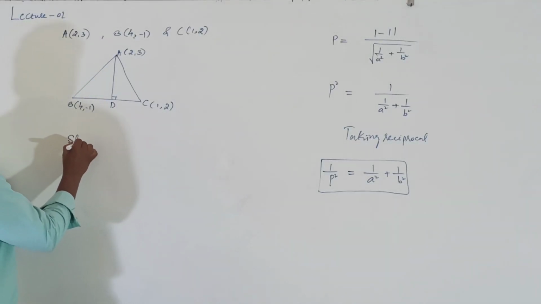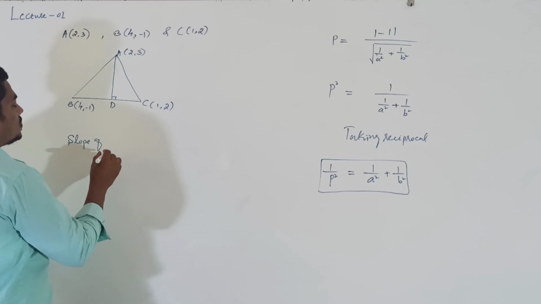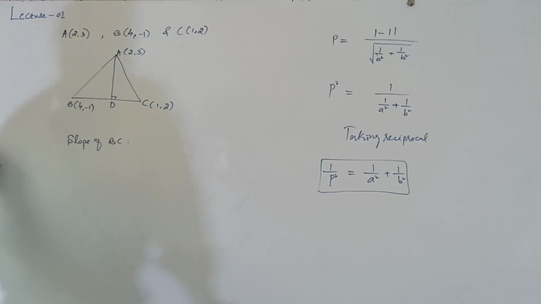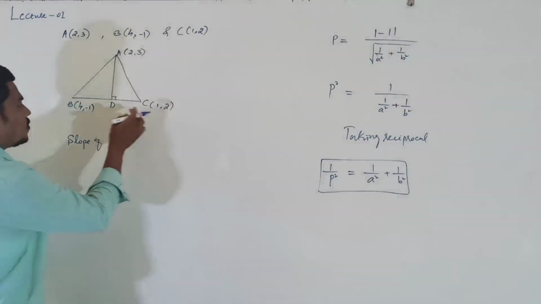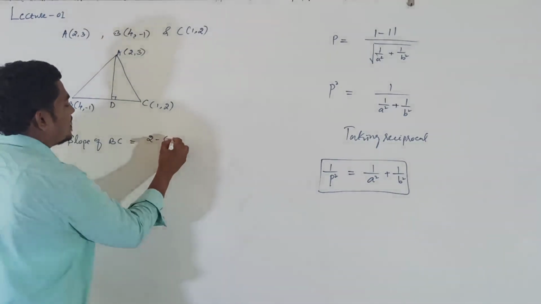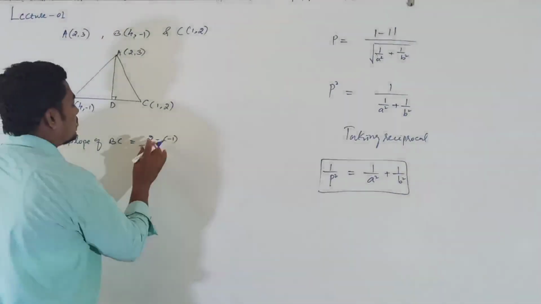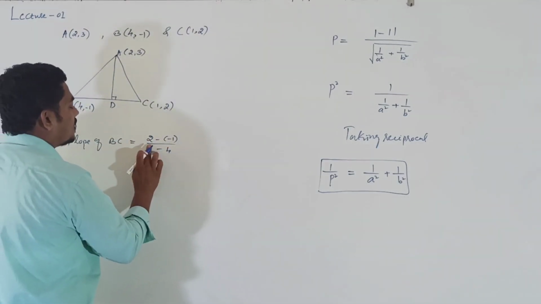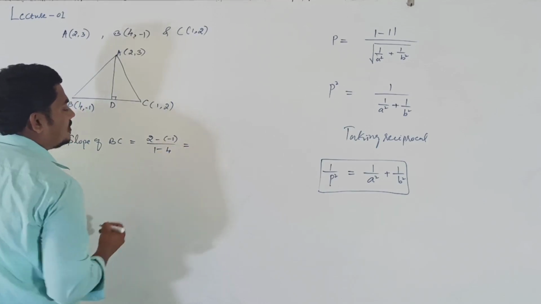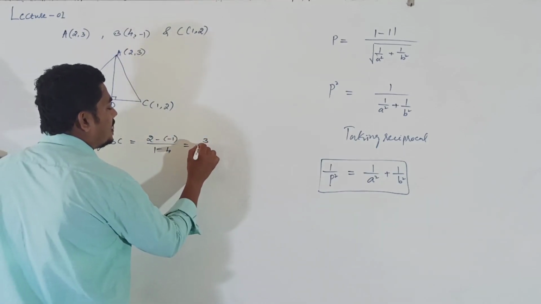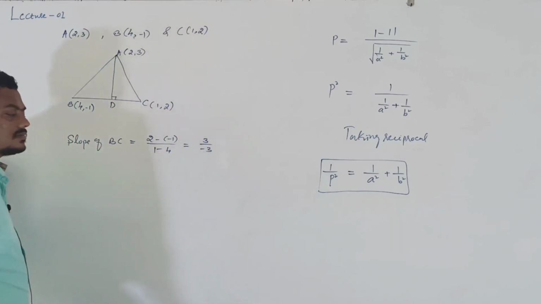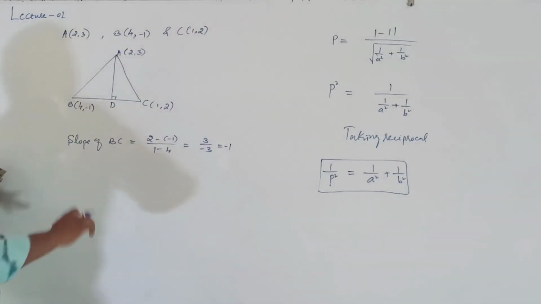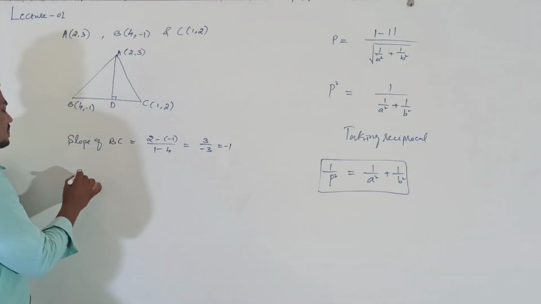First write slope of BC. What is slope of BC? Just use the 2-point formula. 2 minus of -1 divided by x2 minus x1, right? 1 minus 4, that's equal to 3 divided by -3, that's equal to -1. Slope of BC is -1, then what is slope of AD?